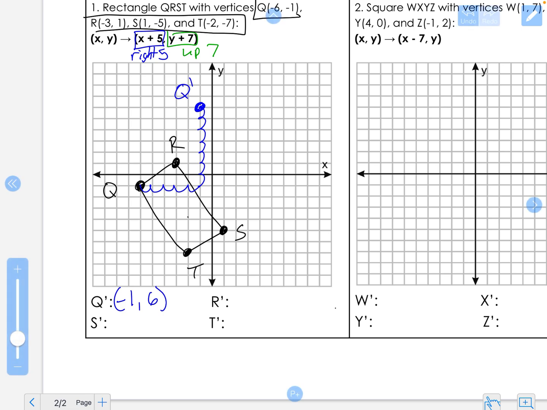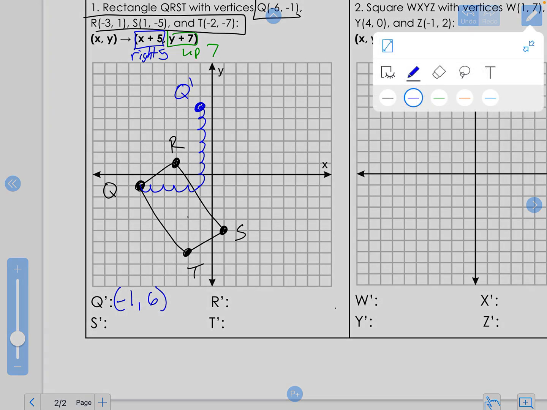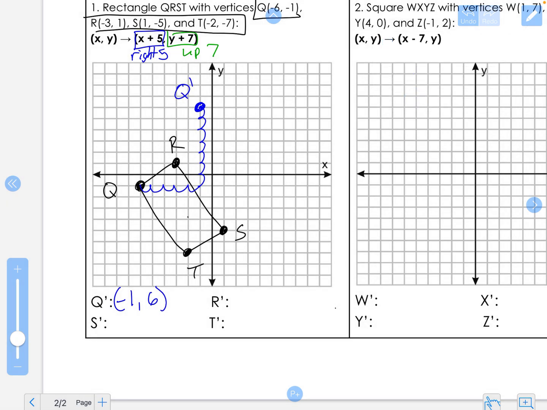And then let's just check to make sure that's where Q prime ended up on the graph. Negative 1, 2, and then 1, 2, 3, 4, 5. Yep, and 6, that's where it goes. So now we're going to do the same thing with R. 1, 2, 3, 4, 5, 1, 2, 3, 4, 5, 6, 7. So again, negative 3 plus 5 should get me a positive 2. 1 plus 7 should get me 8. And that is where R prime should be. And yes, if we count everything out, that is in fact where it is.